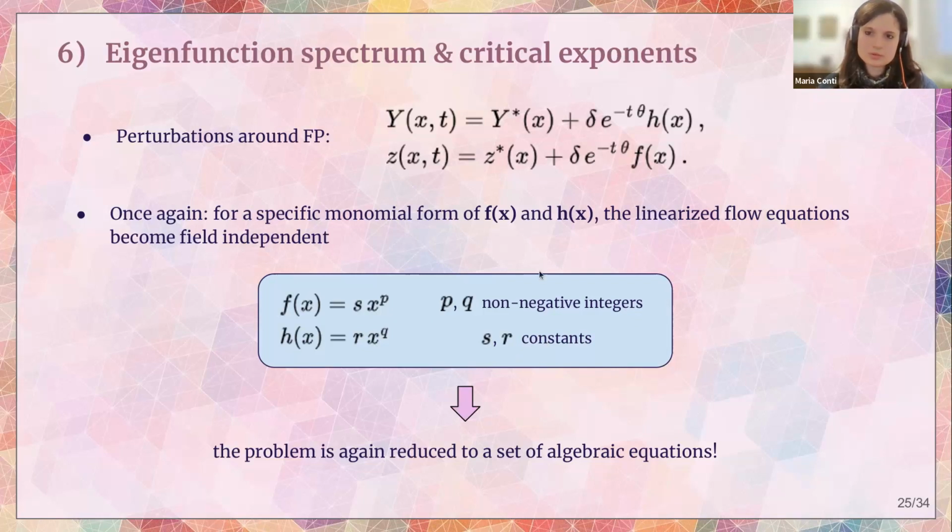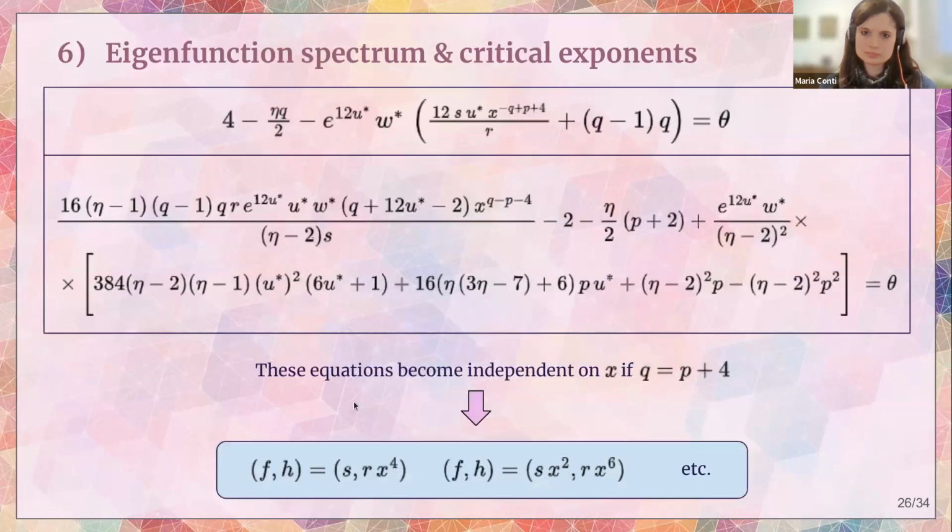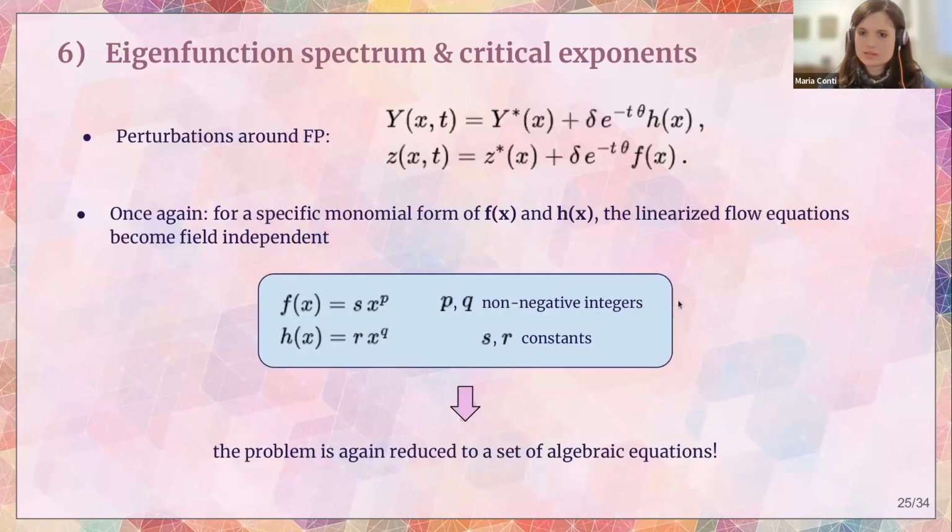You plug them into those differential equations and you see that the problem is once again reduced to a set of algebraic equations, which look like so. In particular, on the right-hand side, this theta, in case you missed it, was this guy here. They're just the critical exponents, okay? So the sign of theta is going to tell you if the direction is attractive for positive theta, and in the opposite case, you have a repulsive direction.